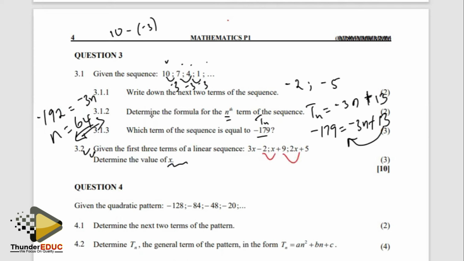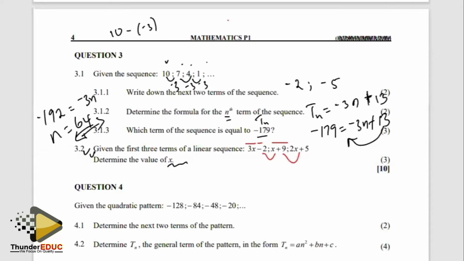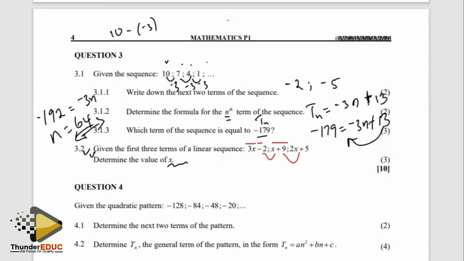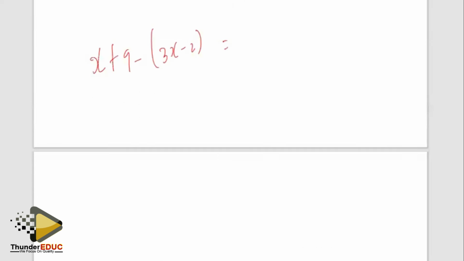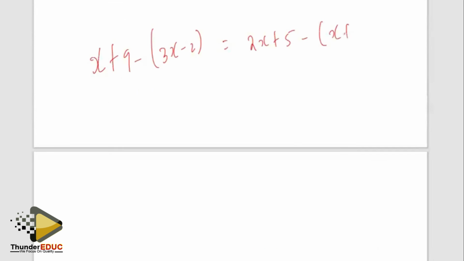Let's see. If I get t2 minus t1, I'll have x plus 9 minus my t1, which is 3x minus 2. Please apply some brackets there. You will thank me later. Then this is 2x plus 5, you subtract this whole thing, x plus 9. The reason we apply the brackets is that the whole term is affected by the negative sign.